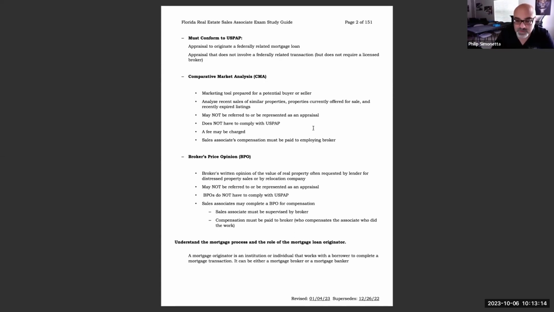Now, understanding the mortgage process and the role of mortgage loan originators. A mortgage originator is an institution or an individual that works with a borrower to complete a mortgage transaction. It can either be a mortgage broker or a mortgage banker.